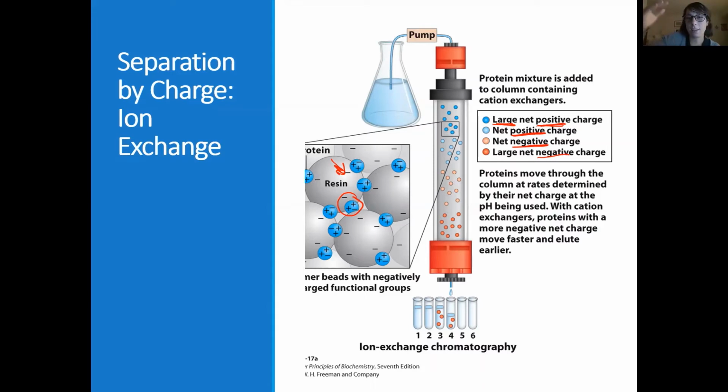So here again is how things are going to move through the column. That is an ion exchange column. This is an example of an ion exchange column where we're using a resin with a negative charge. You can use a resin with a positive charge and still move proteins through based on their particular pH or charge. In this case, it would be flipped how they move through the column.